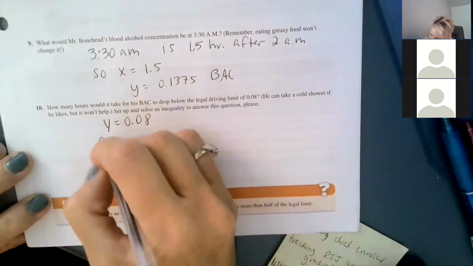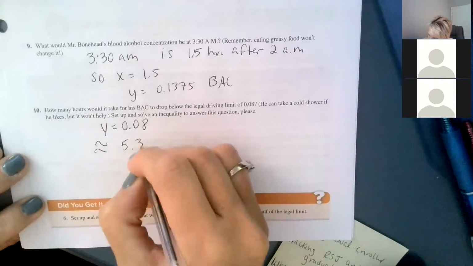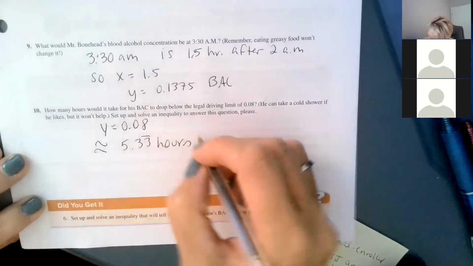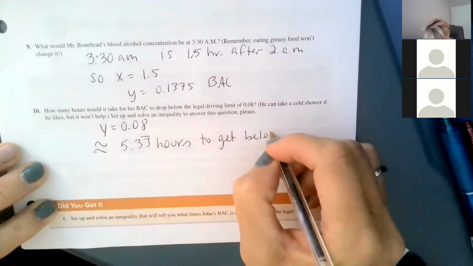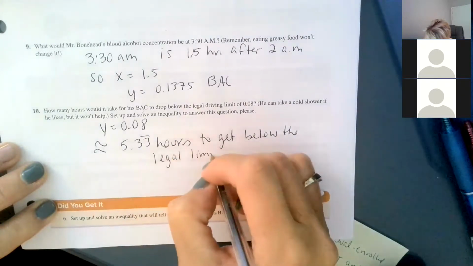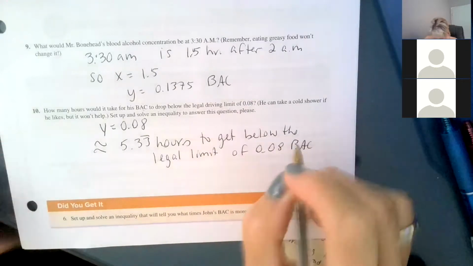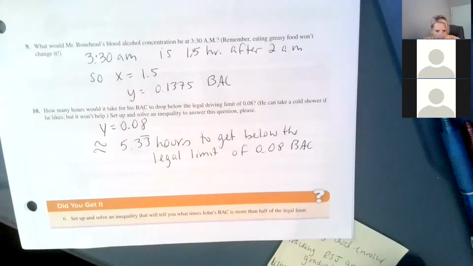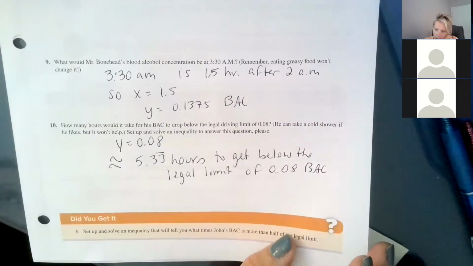On paper, I'm going to write approximately, not with an equal sign, because this is an approximation: 5.33 hours to get below the legal limit of 0.08 BAC. Any questions on that one?